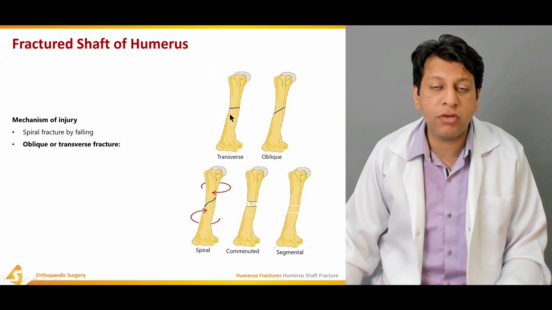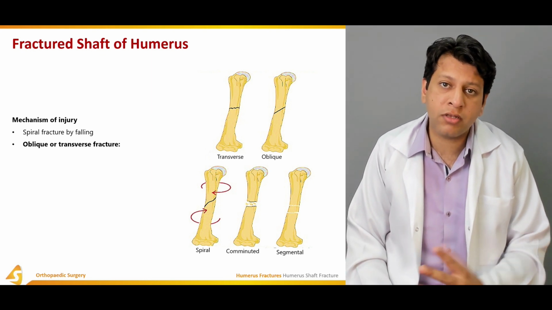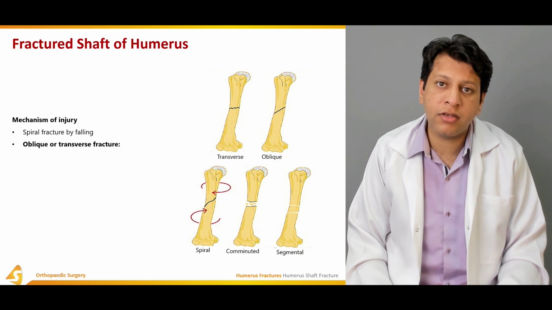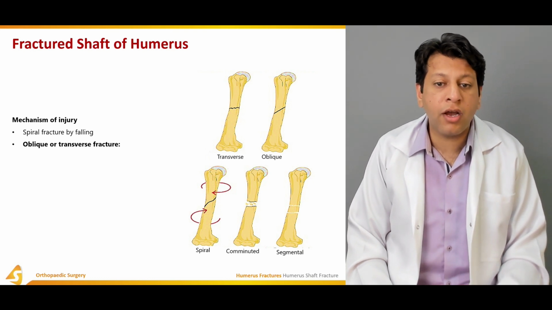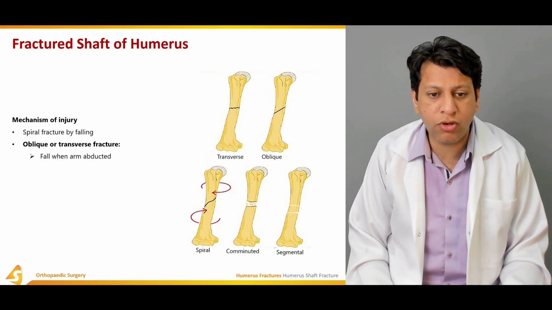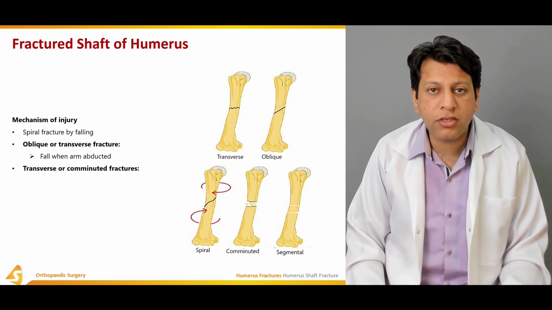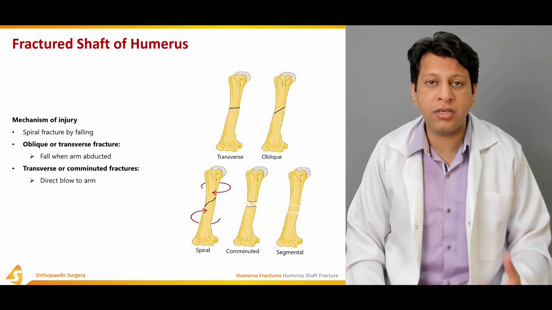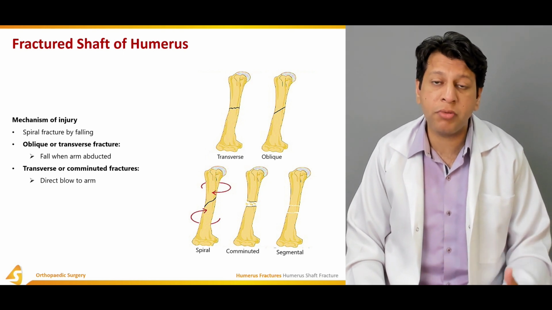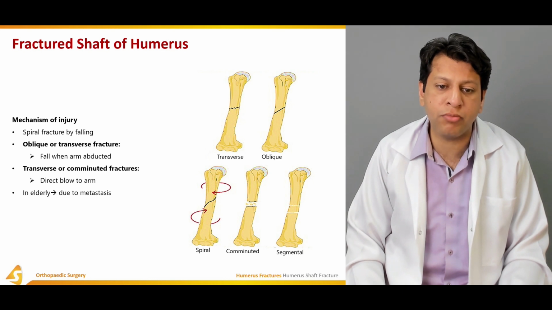An oblique fracture could be due to a fall on the outstretched hand, or when the body is angled at a certain degree. A transverse fracture could be due to a direct blow or usually results from a fall as well, when the arm is abducted most of the time. Transverse comminuted fractures can occur as well. Usually it's a direct blow, as I told you, or a high energy trauma, which may result in a comminuted fracture of the mid shaft of the humerus.